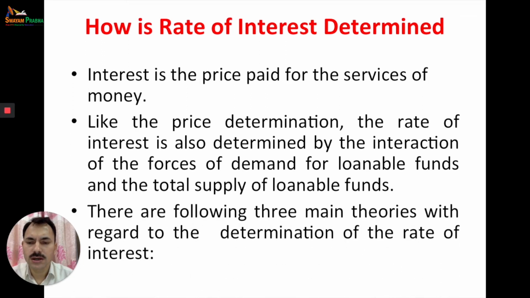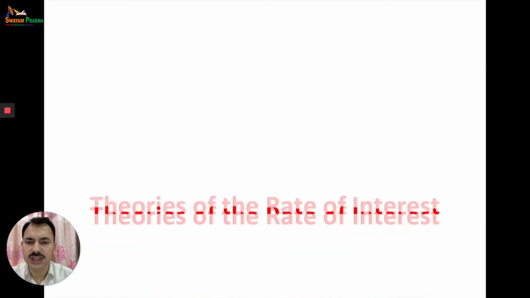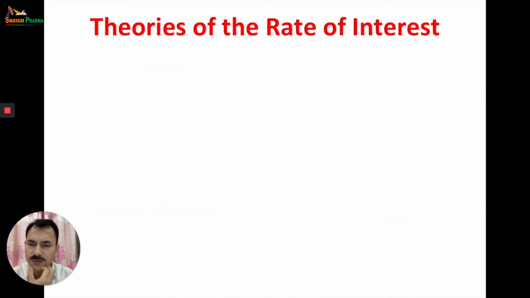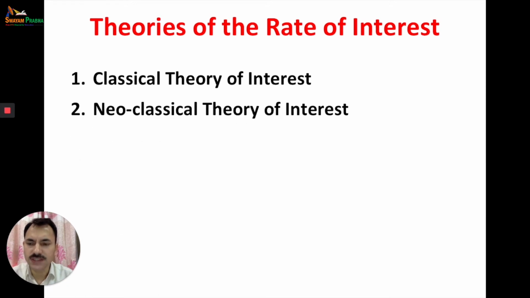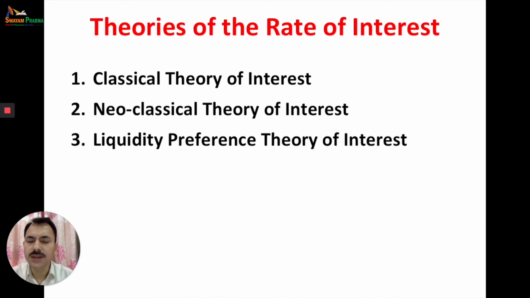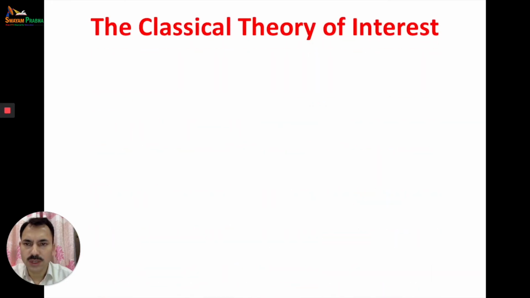So I have already stated that there are three theories on which we have to focus: the classical theory of interest, the new classical theory of interest, and the liquidity preference theory of interest. There are many theories, but the important theories of determination of the rate of interest are three. Now let us discuss: first, what is the classical theory of interest?